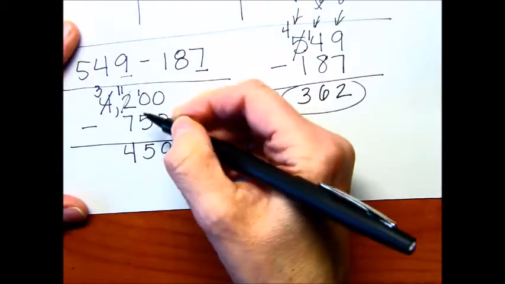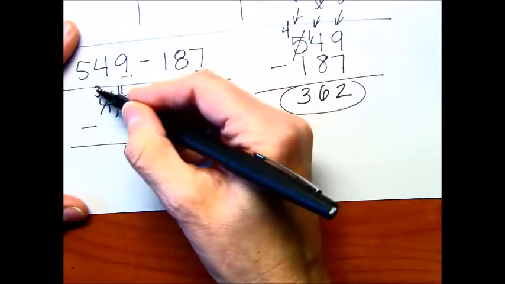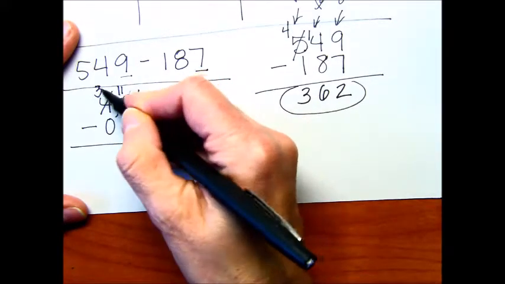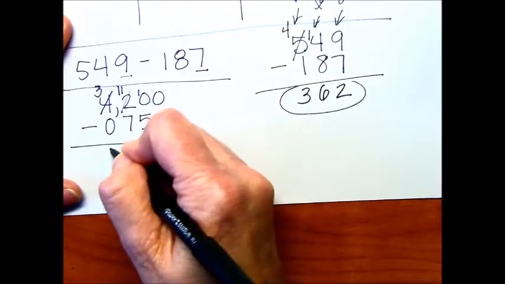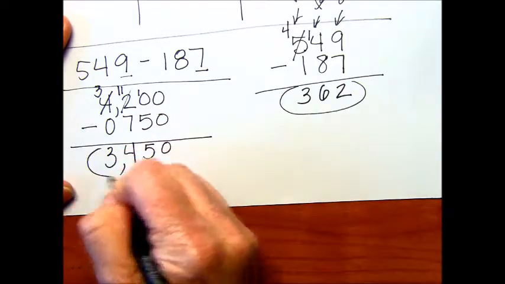And again, you can count up. 7 to 10 is 3, plus 1 is 11. And because I have 3 here and 0 thousands here, 3 take away 0 is going to be 3. My answer is 3,450.